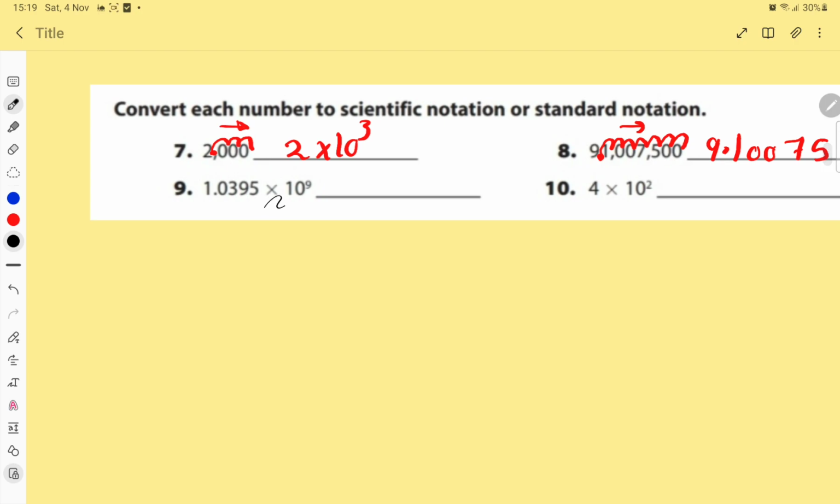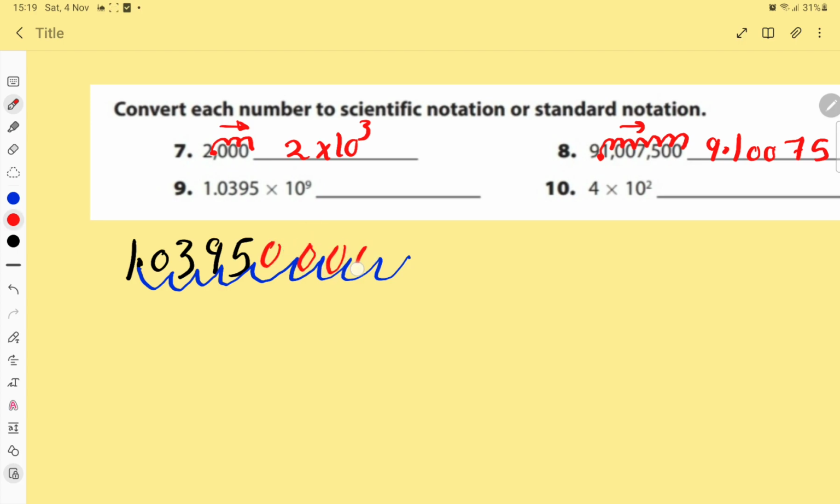Now 1.0395 times 10 power 9. The decimal point must move to the right 9 places. The first step here, we switched from standard to scientific. Now it is scientific and I want it to be standard. 9 is positive, so we should move to the right. Let's see. 1.0395, move to the right 9 steps. Let's count: 1, 2, 3, 4, 5, 6, 7, 8, 9. And the empty places will hold just zeros.